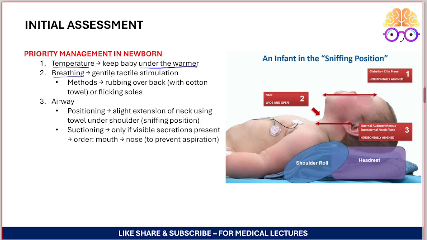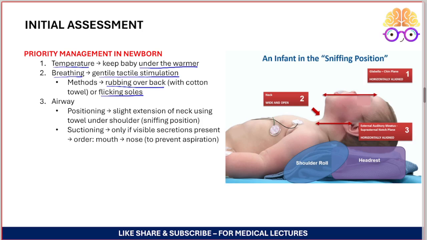So breathing, if the baby is not breathing properly, what do we need to do? We need to give gentle tactile stimulation. So how will we give it? The method is rubbing over the back with a cotton towel, or flicking the soles. This will initiate the breathing pattern, or stimulate the baby to have a normal breathing pattern.